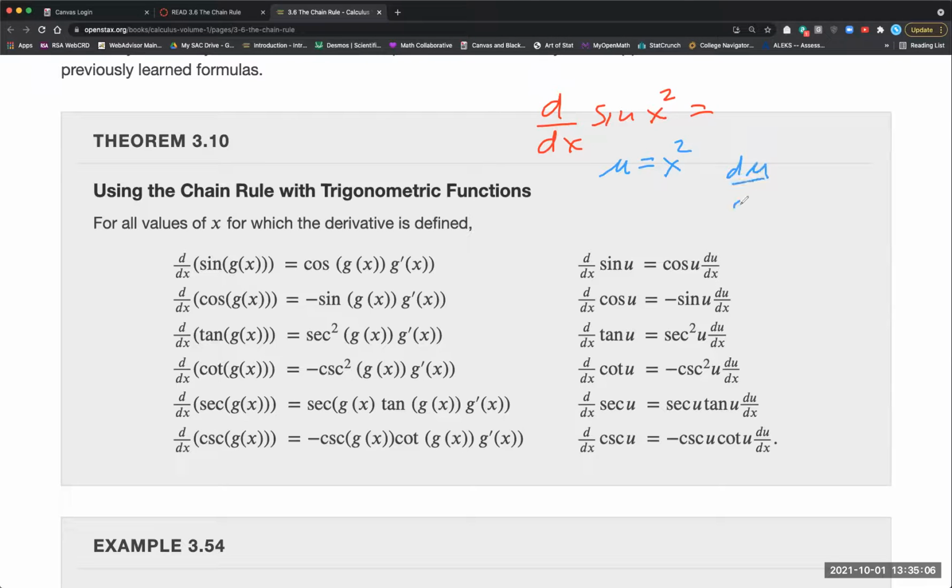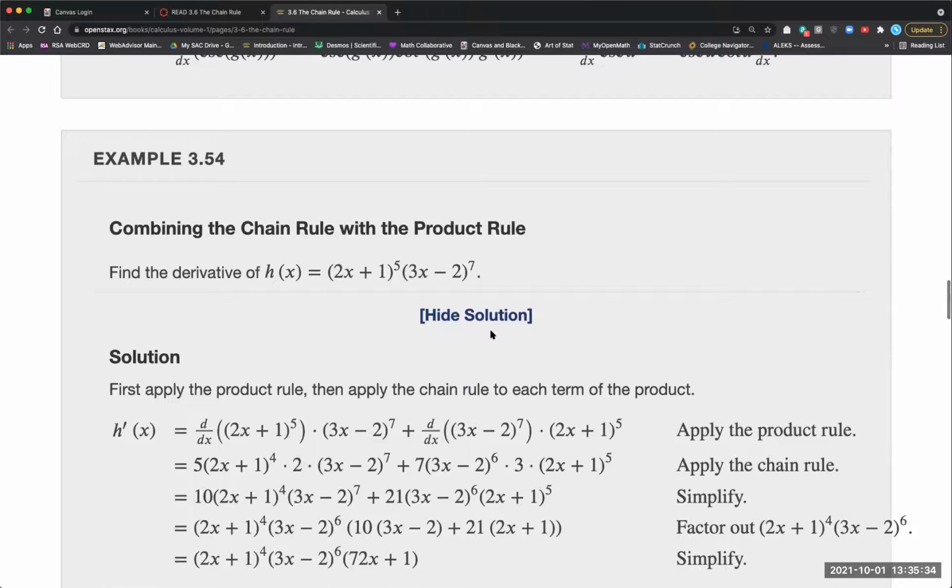The derivative of u with respect to x equals 2x, right? And so now we have the sine of u, whose derivative is cosine u, where u is x squared, times du/dx, times 2x. I like the u substitutions for that, but again, we have the composition of functions too, and the notation there. Something to look at and think about as you go through those examples.